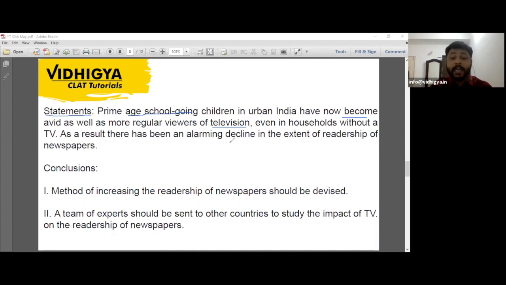As a result, there has been an alarming decline in the extent of readership of newspapers. The problem is there is an alarming decline in the extent of readership of newspapers. तो न्यूज़पेपर्स के रीडरशिप में प्रॉब्लम है, ठीक है ना, उसमें एक अलार्मिंग डिक्लाइन है. अलार्मिंग डिक्लाइन का मतलब is there a problem? No, अलार्मिंग डिक्लाइन मतलब ड्रास्टिकली वो चीज ज्यादा मार्जिन से कम आ रही है. All right, so ये वो बोलने की कोशिश कर रहा है.